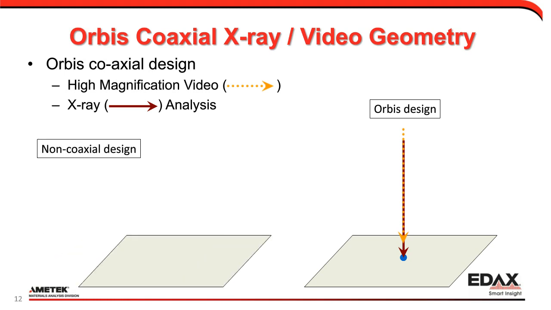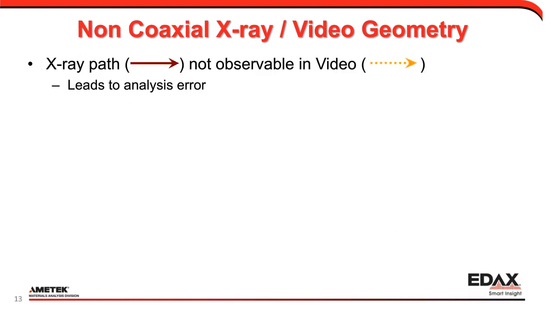In a non-coaxial design, we want to look at that same blue spot. The camera looks straight down at that spot, but the X-ray excitation comes in at an oblique angle. When you have a non-coaxial geometry, the X-ray path is not the same path as the video. So when you're looking at the sample, you cannot visualize the X-ray beam and the path that it's coming in to actually excite the sample. And this, in certain scenarios, leads to analysis error.